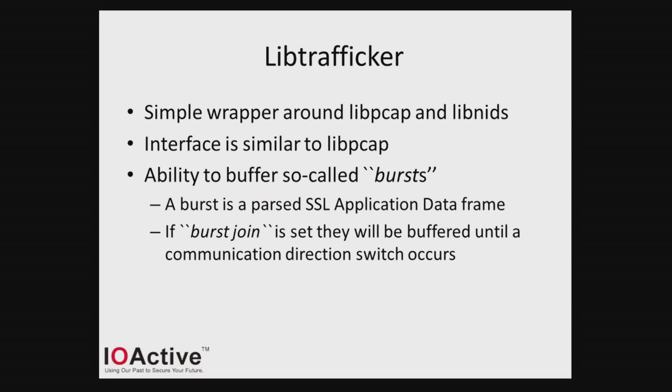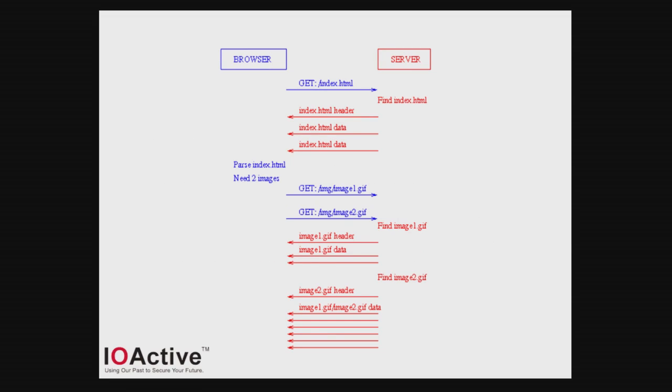Right? That's a parsed SSL application data frame. And if the burst join is set, they will be buffered until a communication direction switch occurs. So this is useful if you've got a synchronous protocol, because then you're only interested in how much data the client has sent in all these different frames together until the direction switch occurs. So that's sort of the basis of what I'm working with.